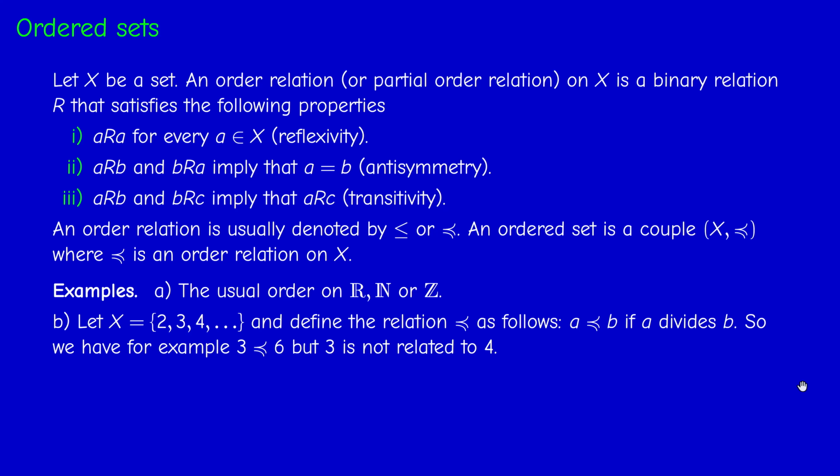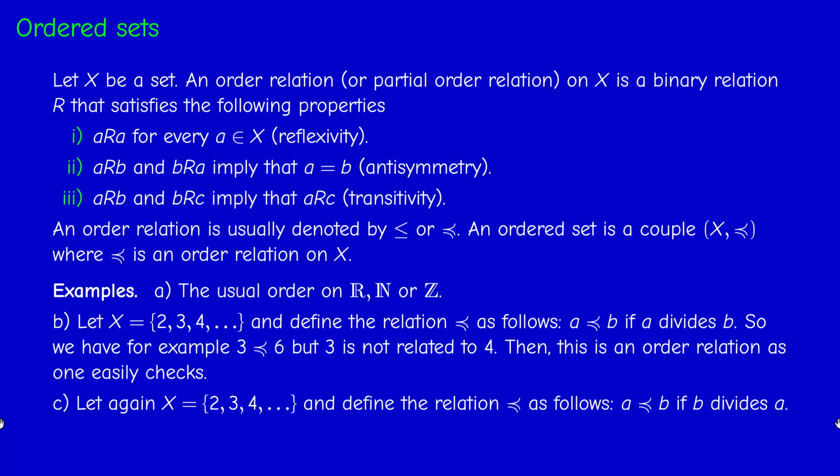So we can say that 3 is related to 6. 3 is less or equal than 6 in this order relation, not because 3 is less in the usual order, but because 3 divides 6. However, 3 is not related to 4 because 3 does not divide 4. So 3 is less than 4 in the usual order, but not in this order. Now take the same set and define the reverse or the inverse order relation. So A is related to B if B divides A. So here we have 6 is related to 3 and not 3 is related to 6. As you may check, this is also an order relation. It's the inverse order relation of the previous example.